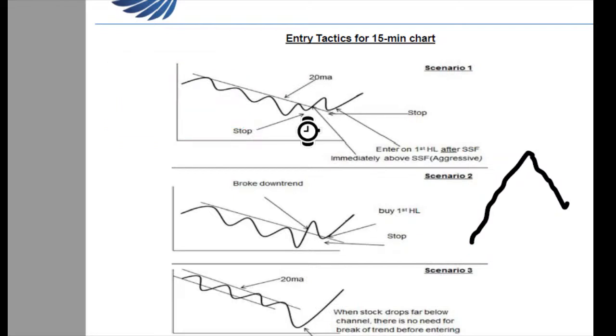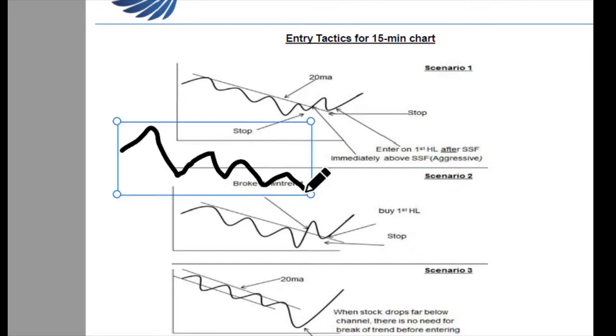Okay? So if the stock is downtrending on the smaller time frames, you have to wait for the smaller time frame to end the downtrend and do it on the next higher low. And hopefully it'll be off of the rising 20 on the smaller time frame, pretend this is the declining 20, like so.